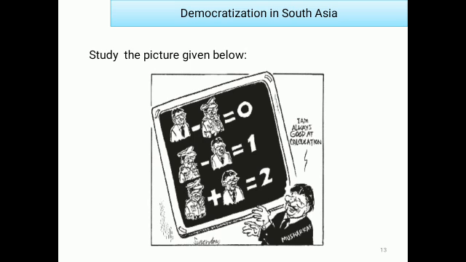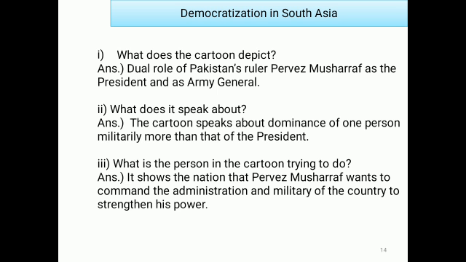So, just study the picture given here. What is Musharraf saying? I am always good at calculation. So, what does the cartoon depict? Dual role of Pakistan's ruler Pervez Musharraf as a president and as army general. What does it speak about? The cartoon speaks about the dominance of the military over that of the president.